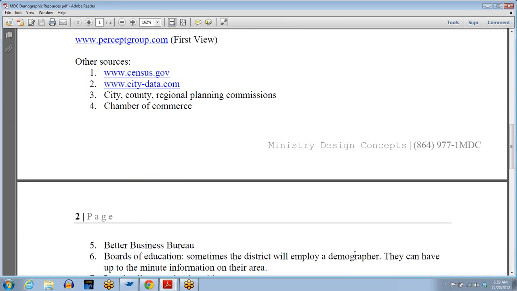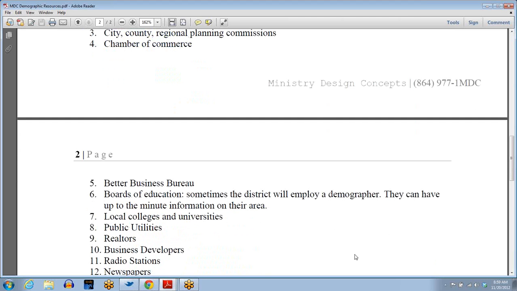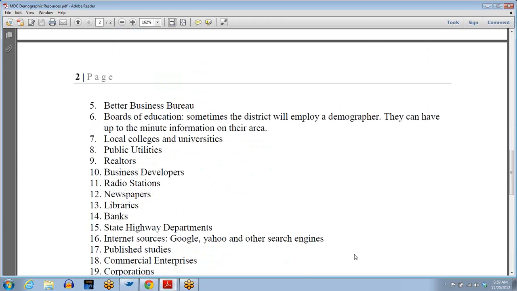Your government and planning commissions, available usually online. Better Business Bureau, online. Your Board of Education probably has a demographer that you can go and talk with, call them, or reach out through email to gain information from them. Because these groups I'm showing you have probably done research much more extensive than any of your churches or denominations have done. So why not tap into them, particularly if you can do a little research and connect with them and build a bridge to them through doing it.